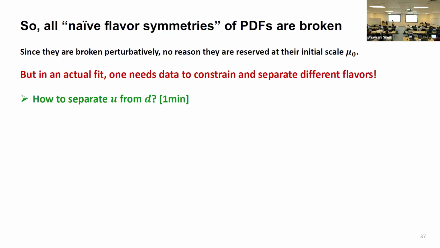So now the first question I want you to think about is, how do we separate U from D from a physical process? I mean, the PDFs all enter the physical process in the same way, right? But suppose now you perform an actual global fit. You want to parameterize U and D in different ways, but you need data to constrain these two parameterizations separately. So what kind of data can help you separate these two contributions or these two flavors?